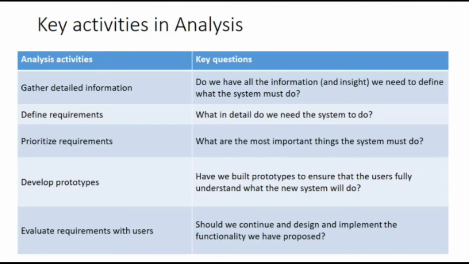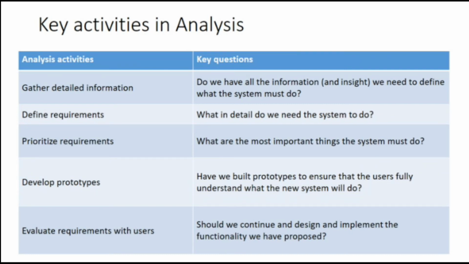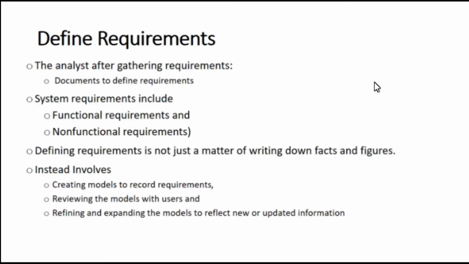All right, so talking about the five activities of the analysis phase, we have seen how we can gather detailed information using different techniques, and now we will proceed to the remaining four activities in system analysis, which are defining requirements, prioritizing, developing prototypes, and evaluating requirements with users. All right, so define requirements. After gathering detailed information using the interview, observation, and other techniques, you need to define the requirements. Requirements are key in system development, so you need to define these requirements.